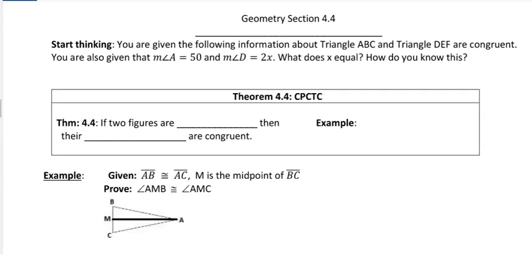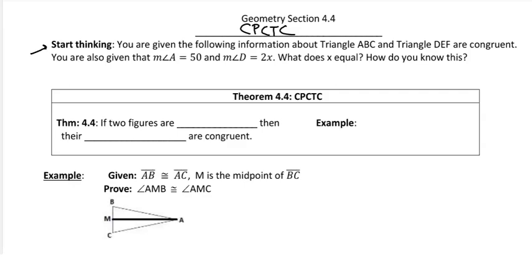All right, welcome back. I know you understand that we have gone a little bit out of order here. We went over and did 4.6. The reason I wanted to do 4.6 before jumping back here is I wanted you to know all possible ways to prove that two triangles were congruent before we moved on to this section. Section 4.4 is called CPCTC. All right, the start thinking will guide you into understanding what that is.